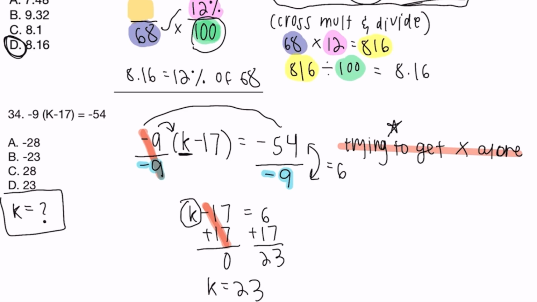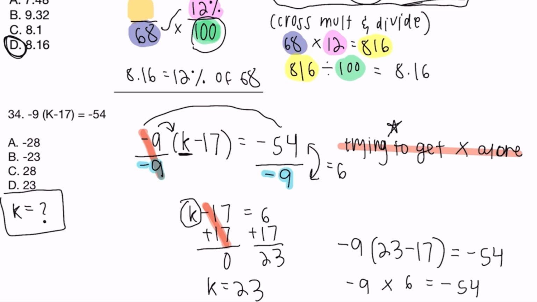And one thing I really like to do is double check my work. I can go in here and rewrite the equation and see if that 23 does work in there. This is one thing I like to do, especially if I have extra time. So you can do 23 minus 17, which is 6, and times that by negative 9. So negative 9 times 6 equals negative 54, which is perfect because it shows that they're equal, that I did do the math right.